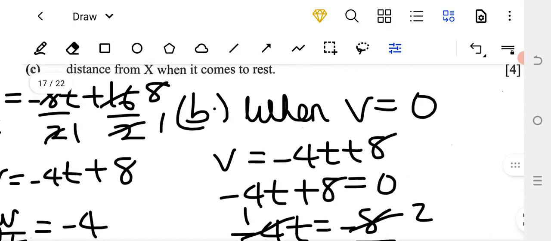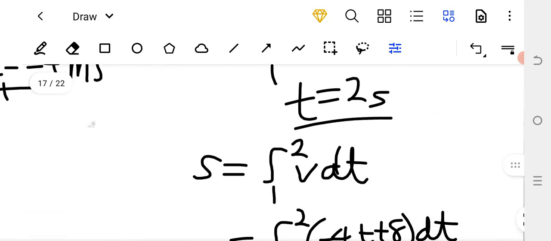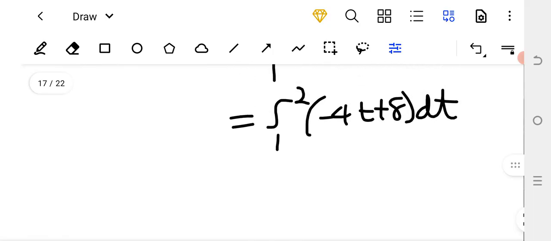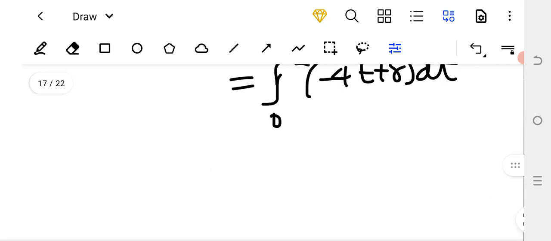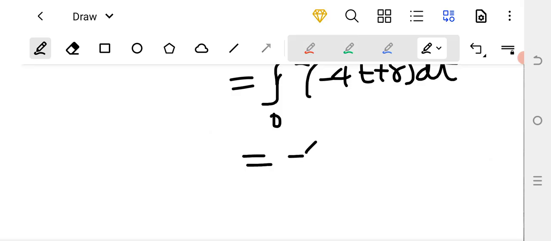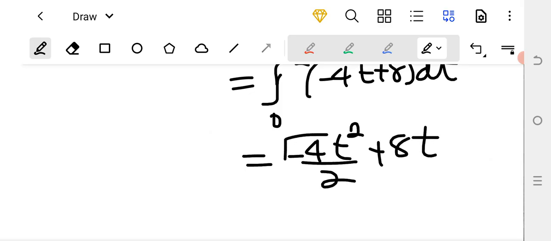Here they said the distance from X after 3 seconds. So the integral from 1 to 2, sorry, not from 1, the time always starts from 0, right? Sorry for that. It's supposed to be the integral from 0 to 2. Okay. So that is equal to negative 4t to the power 2 divided by 2 plus 8t, from 0 to 2.